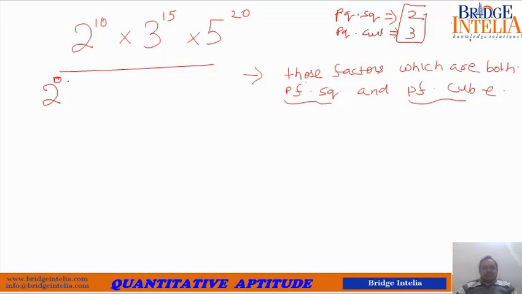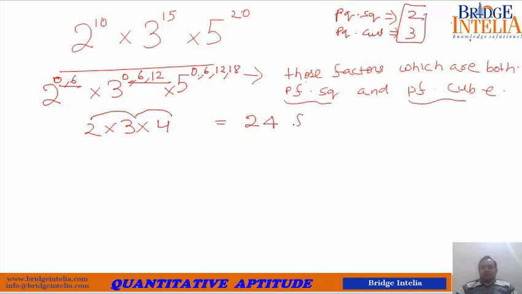For 2, 0 and 6 are the only possibilities. What about 3? 0, 6 and 12 are the only possibilities. What about 5? 0, 6, 12 and 18. So how many such factors? 2, 3, 4. So 4 into 3, 12, 12 into 2, 24.